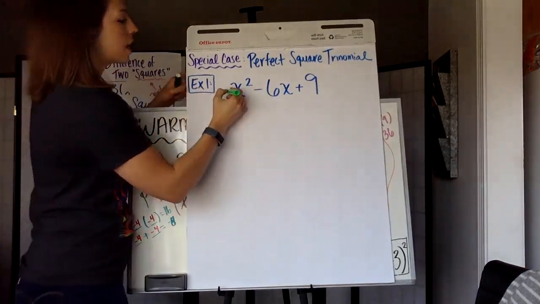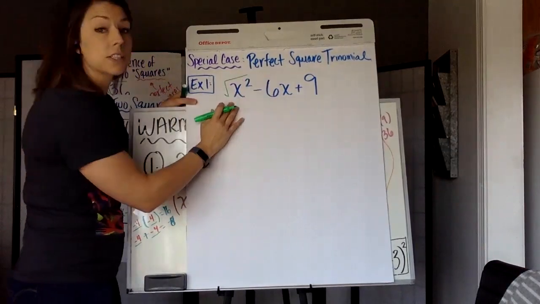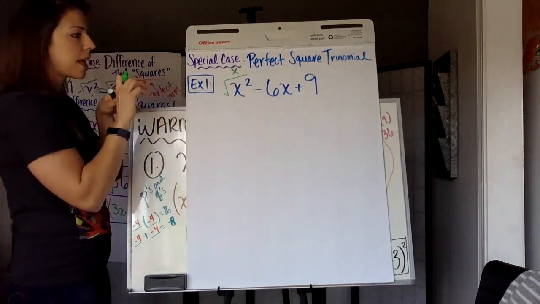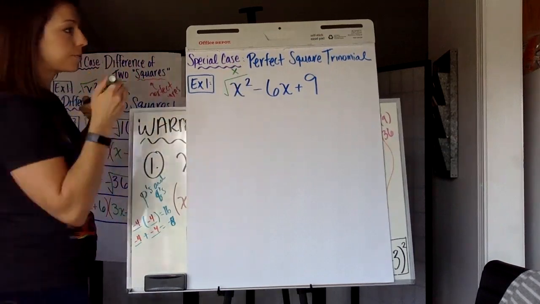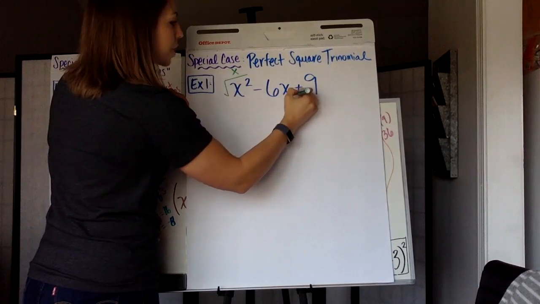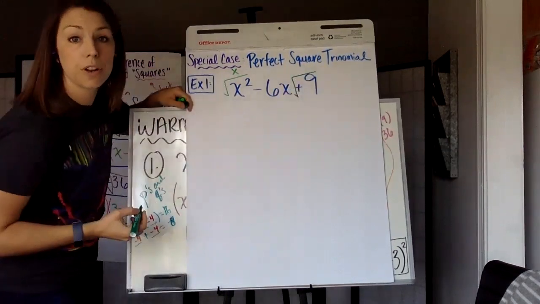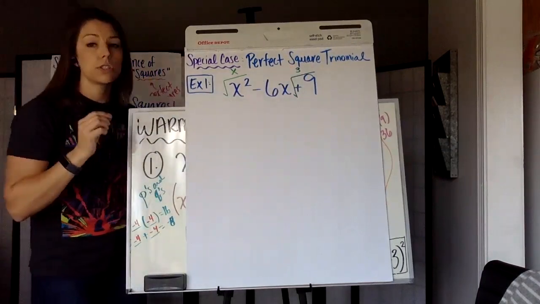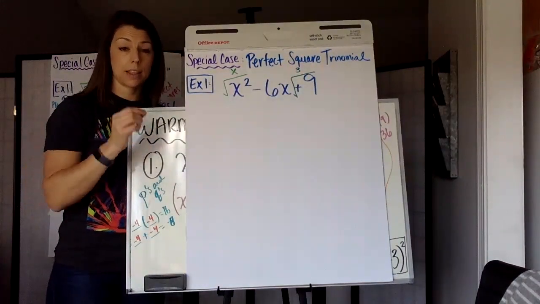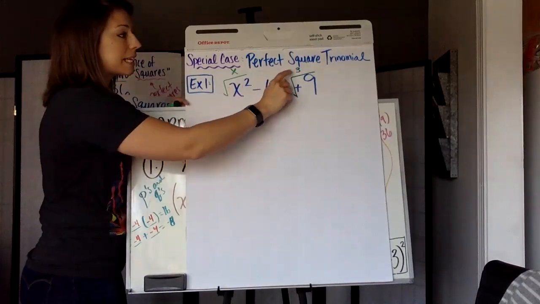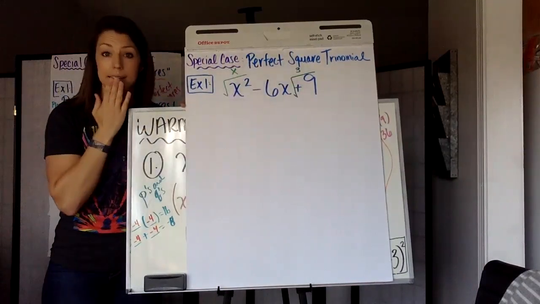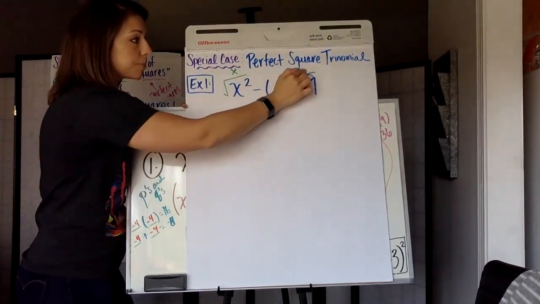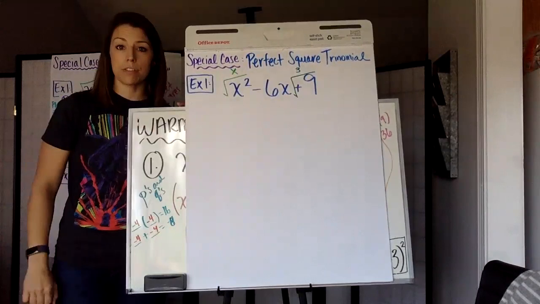You start by taking the square root of the first term. What's the square root of x squared? X. Then you take the square root of the last term. What's the square root of 9? 3. Now, the middle term has to be the sum of, excuse me, I said sum, that's wrong. It has to be the sum of the last term multiplied by the first term.